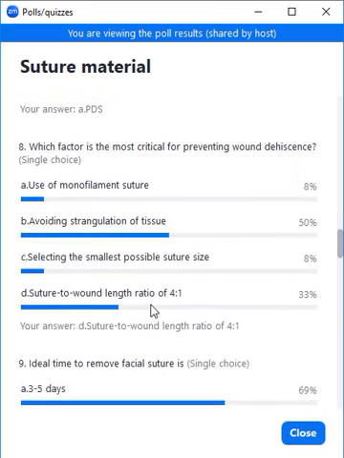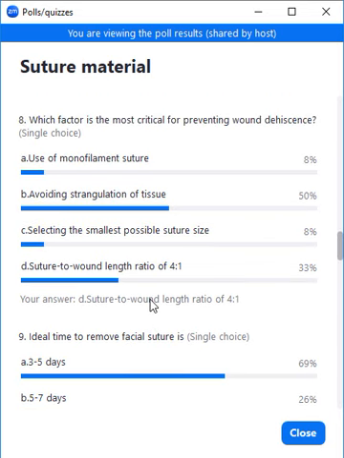Question 8. Which factor is the most critical for preventing wound adhesions? Option A, use of monofilament suture. Option B, avoiding strangulation of tissue. Option C, selecting the smallest possible suture size. Option D, suture to wound length ratio of 4:1. Here, the most critical is option D. Majority answered option B. This is not true. This is a common factor for all types of wound complications, but the most critical factor is suture to wound length ratio of 4:1.